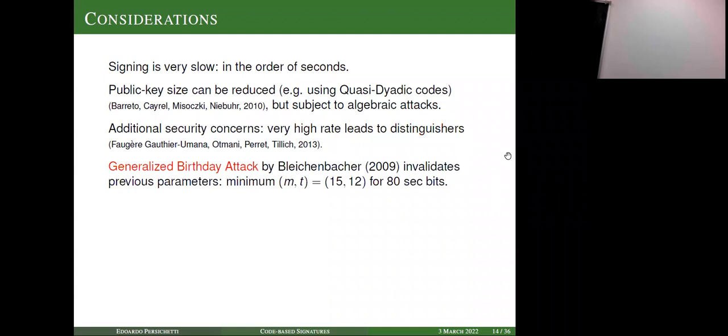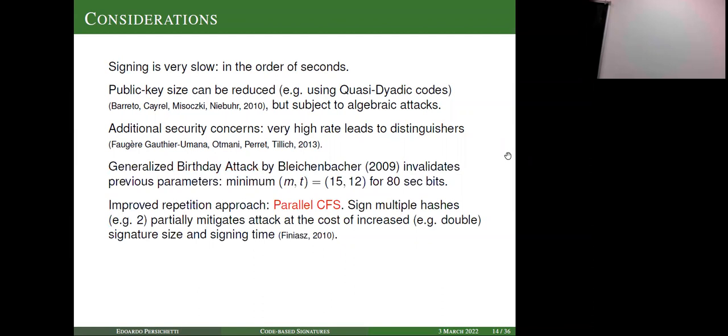What is even worse is that a generalized birthday attack was presented by Bleichenbacher. I suppose you are familiar with this kind of technique, at least some of you, right? So generalized birthday attack. And it basically invalidates all the previous parameters. Now we have to raise our bar. We cannot take t so small as 9. We have to take m equal 15 and t equal 12 just for 80 security bits. This makes the whole thing even bigger, right?